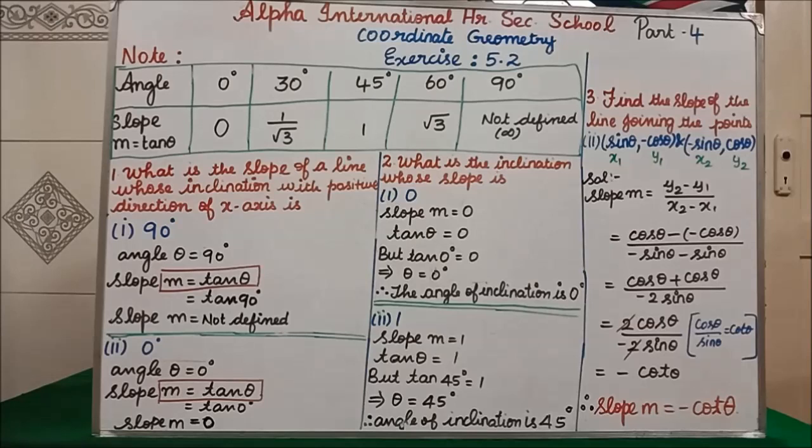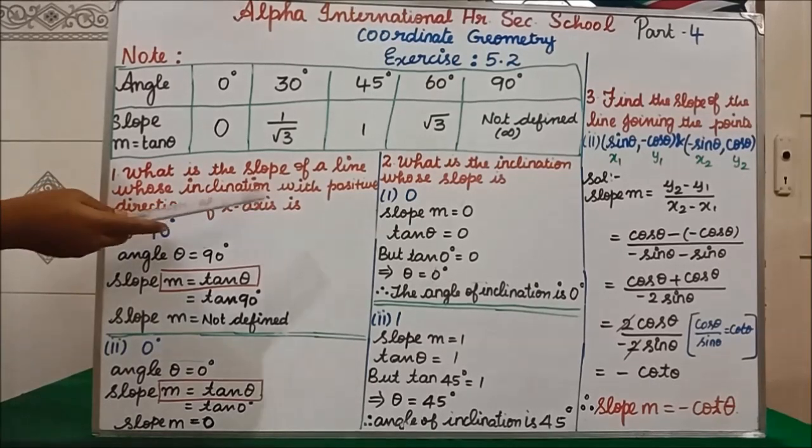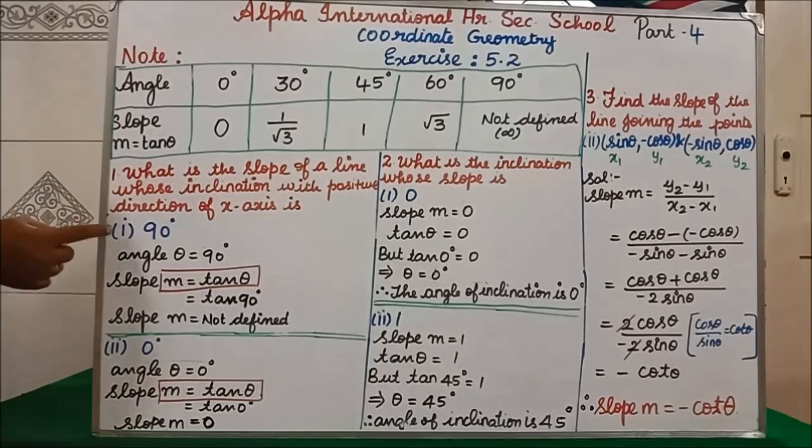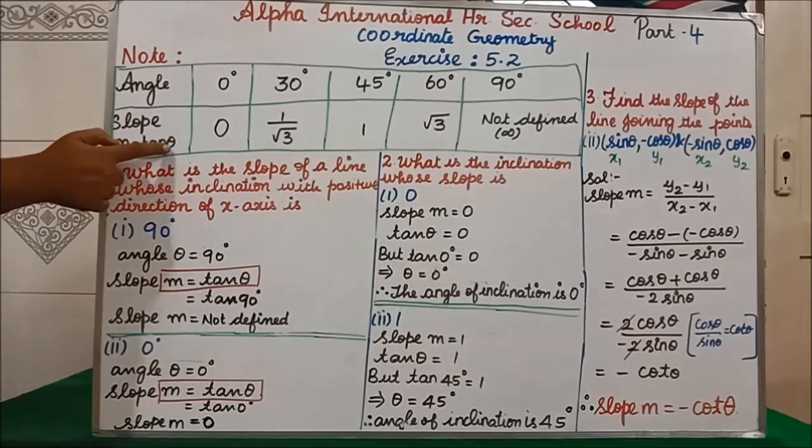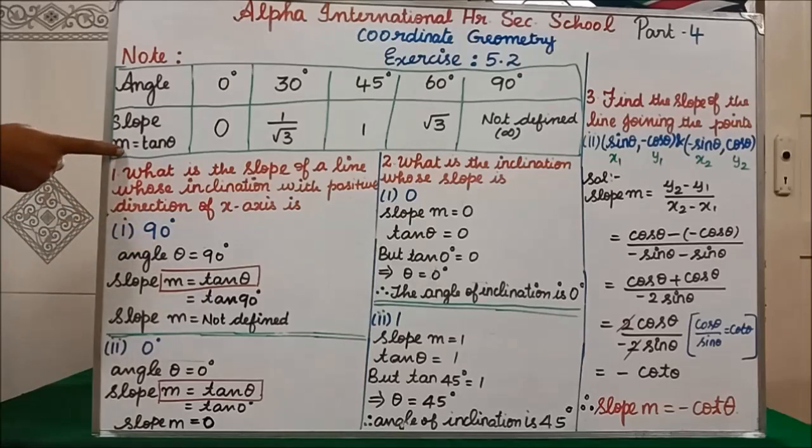They were asking to find the value of m, and what they have given is the inclination, which means angle, degree, theta. Clear? Inclination means what? We can say it as theta, otherwise we can say it as angle. Now the first subdivision is 90 degree, which means they have given the theta value. We have to find the slope m. Angle theta equals 90 degree.